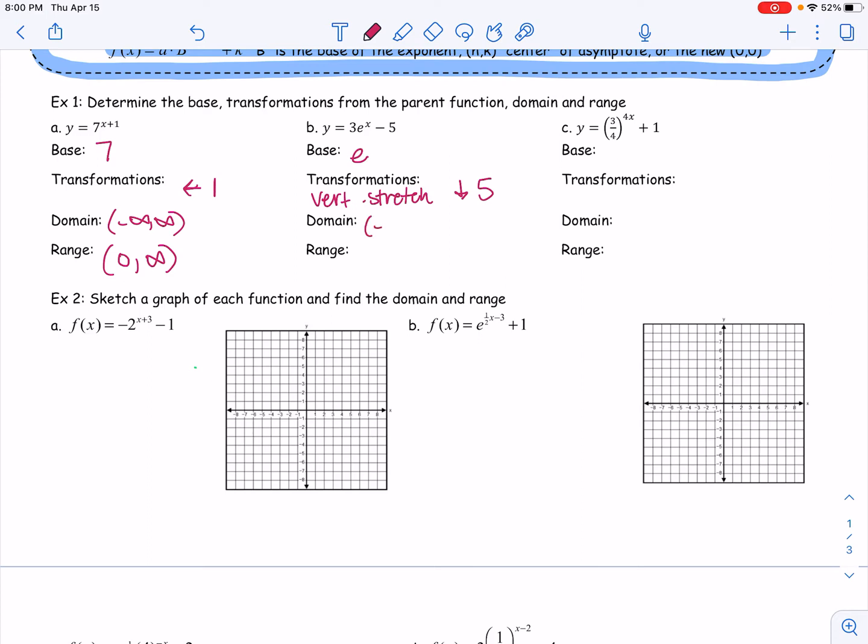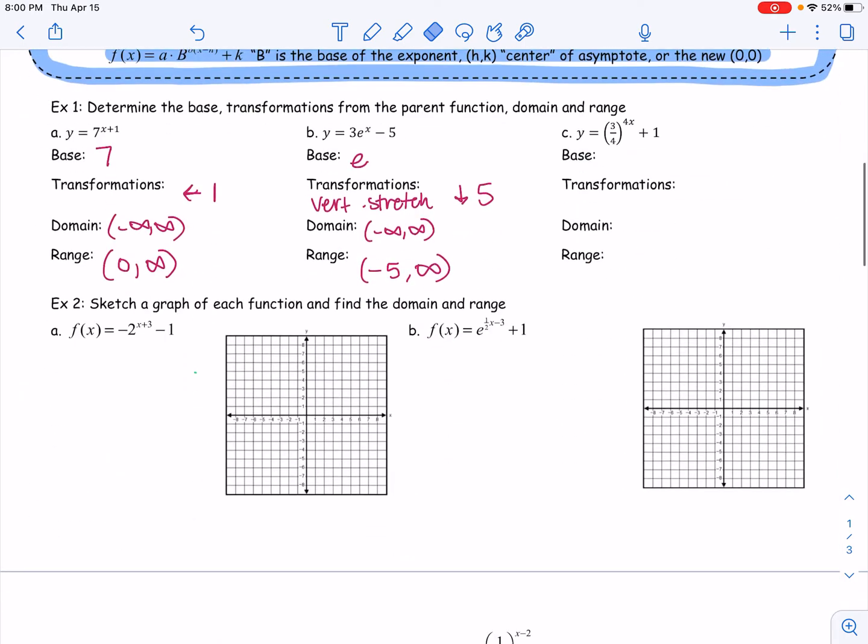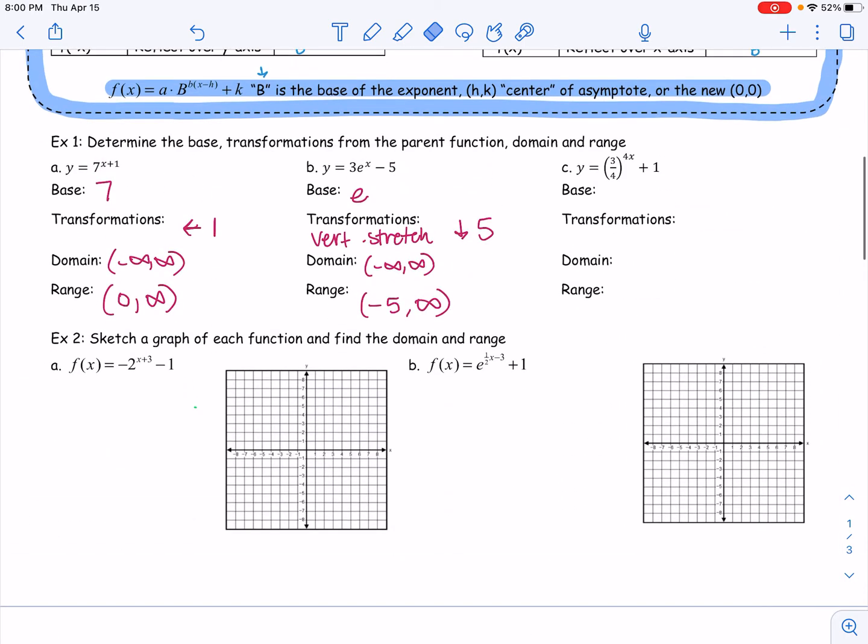So domain, again, always negative infinity to positive infinity. My range, because I've shifted down 5, that means I'm now starting at that negative 5 and then going all the way up to infinity. So if you kind of come up here and imagine this being shifted down 5, it would look something like this. Range, negative 5 all the way to infinity. Okay. All right, that vertical stretch doesn't affect domain or range. It would obviously affect the graph, but not domain and range.